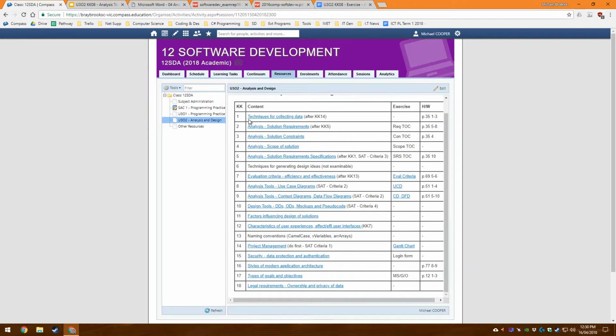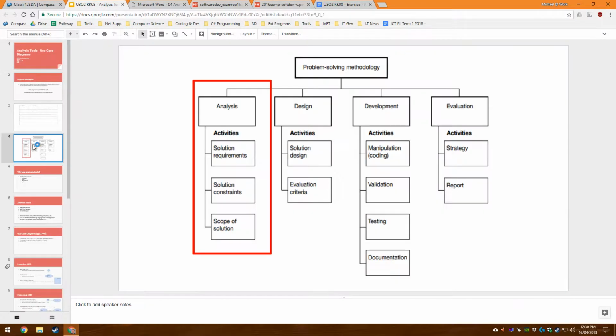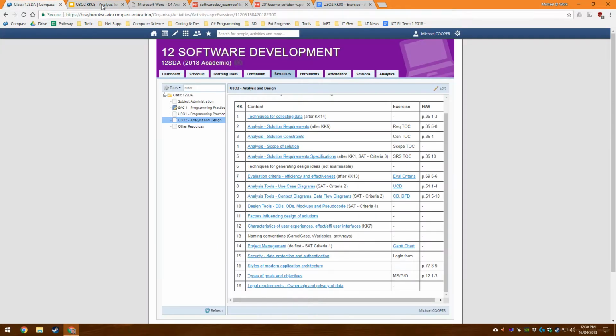Then we would normally go to the analysis. So the analysis part of the problem-solving methodology, so writing down the solution requirements, solution constraints, and scope of solution. You'll be doing these 3 activities during the SAT when you create what's known as, in this key knowledge here, the solution requirements specification. So it's basically just a large Word document containing a whole lot of information about your program, where you talk about its requirements, the constraints you're going to find, and what's the scope, like what's your program going to do.